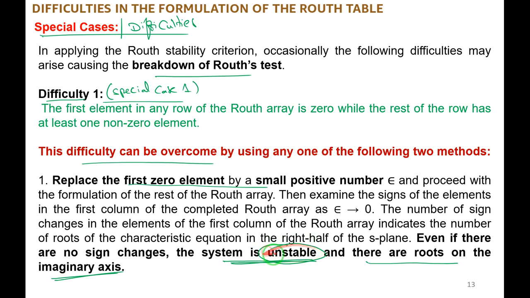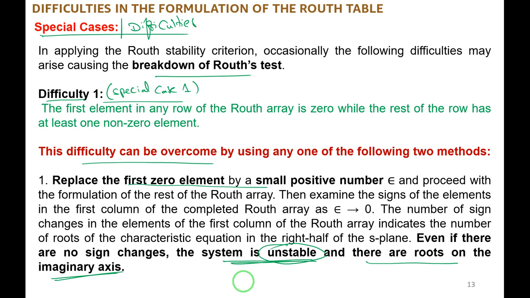You know this already, we have discussed, right? Just repeating once again, if there are non-repeated roots on the imaginary axis, the system is marginally stable. If there are repeated roots on the imaginary axis, the system is unstable. Please keep in mind, right? Or if there are any roots lying in the right half of the s-plane, then also the system is unstable.